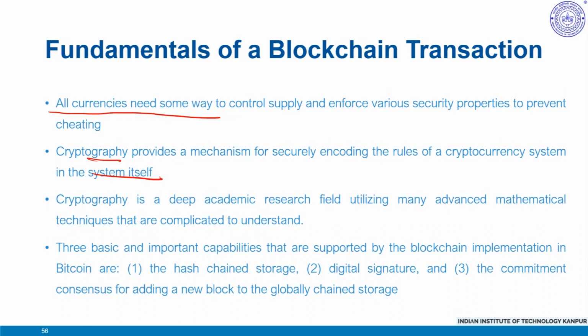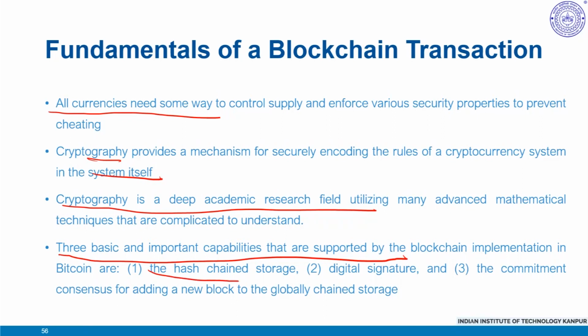Cryptography is a deep academic research field utilizing many advanced mathematical techniques that are notoriously subtle and complicated to understand. Fortunately, Bitcoin only relies on a handful of relatively simple and well-known cryptographic constructions. For our discussions, we'll specifically study cryptographic hashes, digital signatures, and consensus mechanisms, which prove to be very useful for building cryptocurrencies. Now, three basic and important capabilities supported by blockchain implementation are: first, the hash chain storage, digital signature, and commitment consensus, as we discussed, for adding a new block to the globally chained storage.